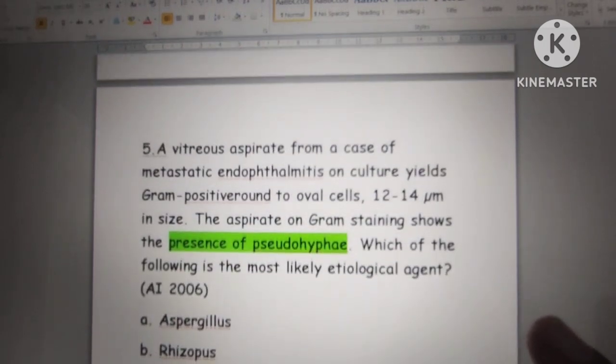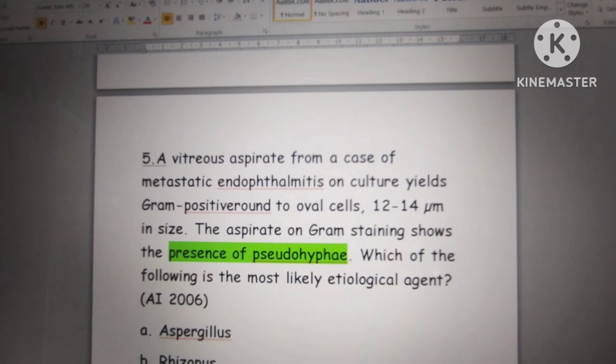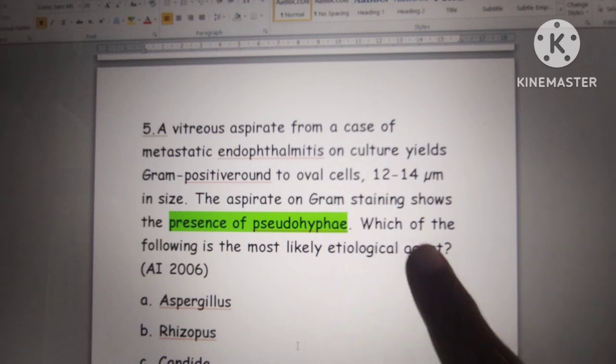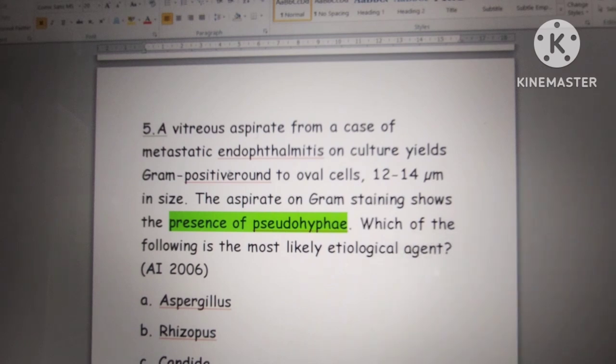Let us see. First, there are gram-positive round to oval cells, and there is a presence of pseudohyphae. This is the easiest clue. With these two points, you can clearly make out it is Candida, because Aspergillus, Fusarium and Rhizopus don't have any pseudohyphae. They are the filamentous fungi. So the first point is the presence of pseudohyphae, and the second is gram-positive oval cells. So it is nothing but Candida species.